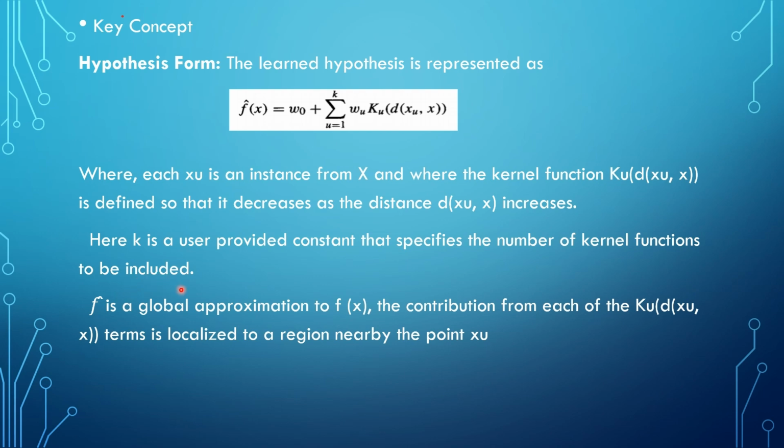Here k is a user provided constant that specifies the number of kernel functions to be included. And f cap is a global approximation to f of x. F cap is an approximated function of f of x. The contribution from each of the Ku of d of xu comma x terms is localized to a region nearby the point xu.